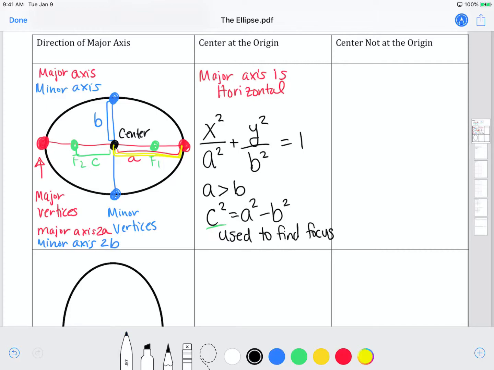If the center is not at the origin and you have a shift, so instead of the center being at 0, 0, maybe the center is at 2, -3. If it's been shifted horizontally and vertically, then your formula is going to look like this.